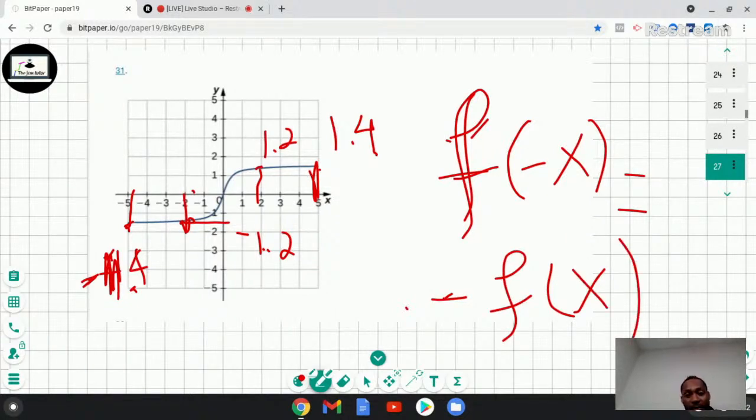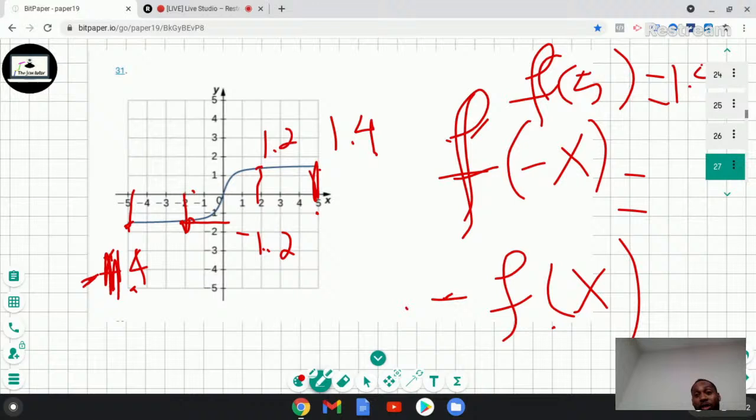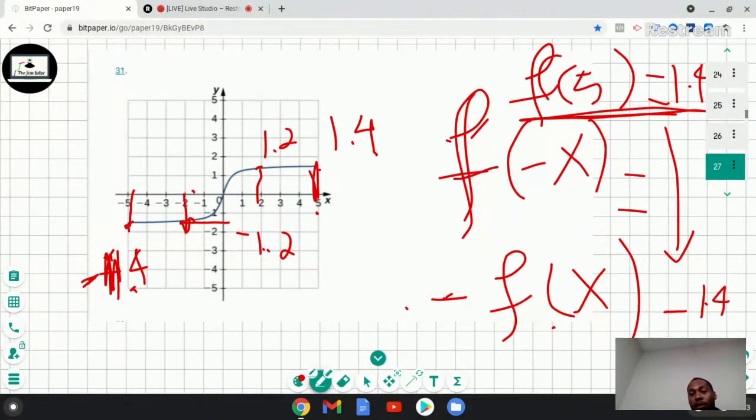So let's say f of 5 is equal to what? 1.4, as I just showed you. It's not exactly that, but it's very close to 1.4. f of 5 is 1.4. What is f of negative 5? Without even looking at the function, that would be the negative of that, negative 1.4. So that means the function is odd.